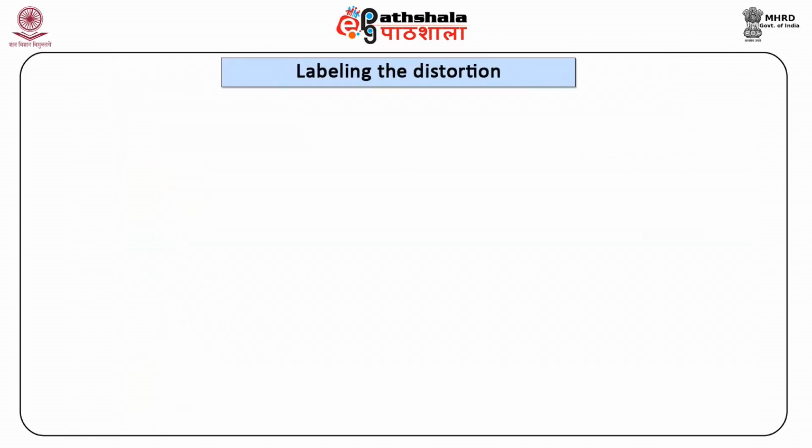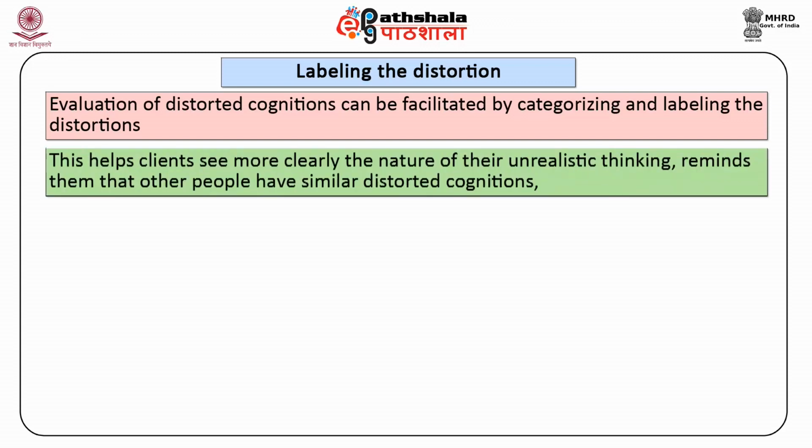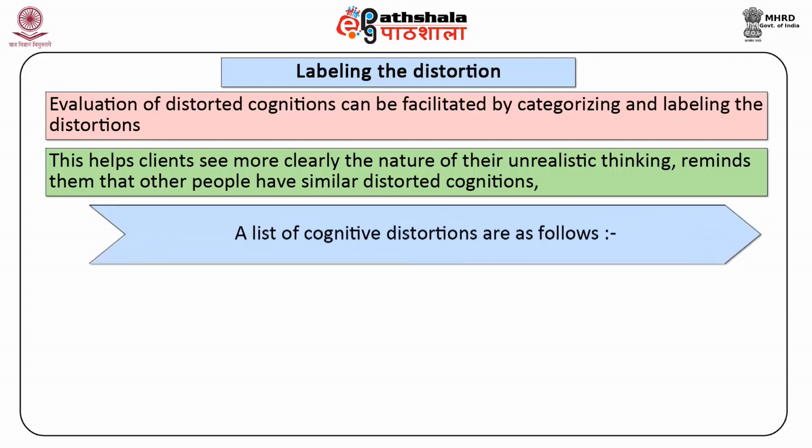Labeling the distortion. Evaluation of distorted cognitions can be facilitated by categorizing and labeling the distortions. This helps clients see more clearly the nature of their unrealistic thinking, reminds them that other people have similar distorted cognitions, and gives them a tool for assessing subsequent thoughts. A list of cognitive distortions is as follows.